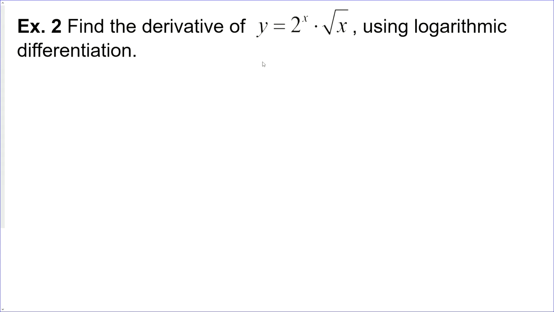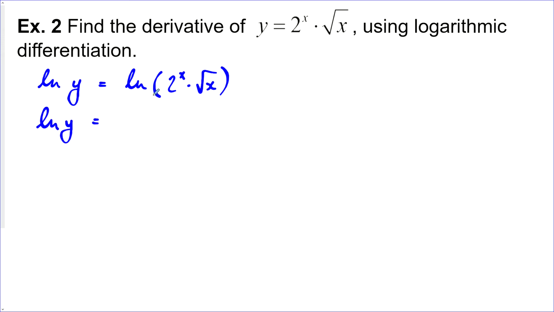Find the derivative of y equals 2 to the power of x times the square root of x using logarithmic differentiation. So first we'll take the natural log of both sides, and then we will simplify using our log laws. So we can split it up, and we can also drop the exponents down. So this would be x times the natural log of 2 plus 1/2 the natural log of x. And now we're ready to take the derivative.